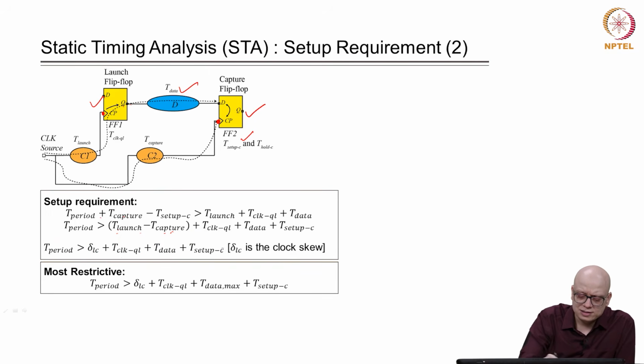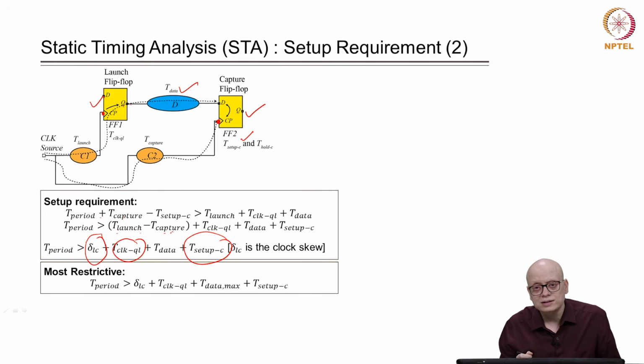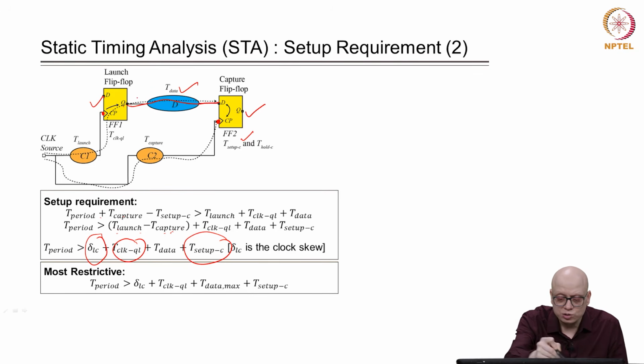because of many reasons, these numbers can vary, right. For example, due to process induced variations, the clock to Q delay and, say, the setup time of flip flops, and also the skew of the clock signal can vary. And also there can be multiple paths between Q and D, right. There can be multiple paths.